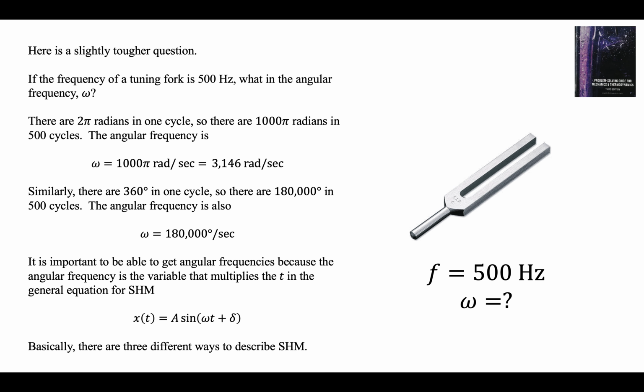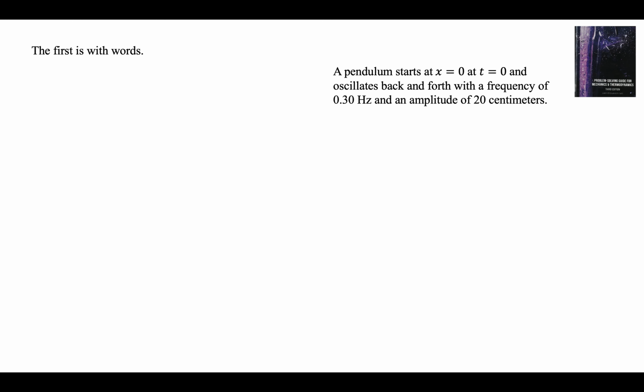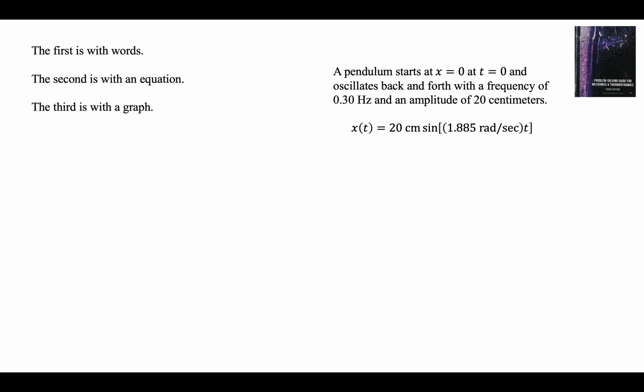Basically, there's 3 different ways to describe something that's undergoing simple harmonic motion. You can just describe it in words. So here's an example. Pendulum starts at x equals 0, at t equals 0, and oscillates back and forth with a frequency of 0.3 hertz and an amplitude of 20 centimeters. So we're describing the motion. The second is with an equation. X of t is 20 centimeters sine 1.885 radians per second t. That's an equation. The third is with the graph.